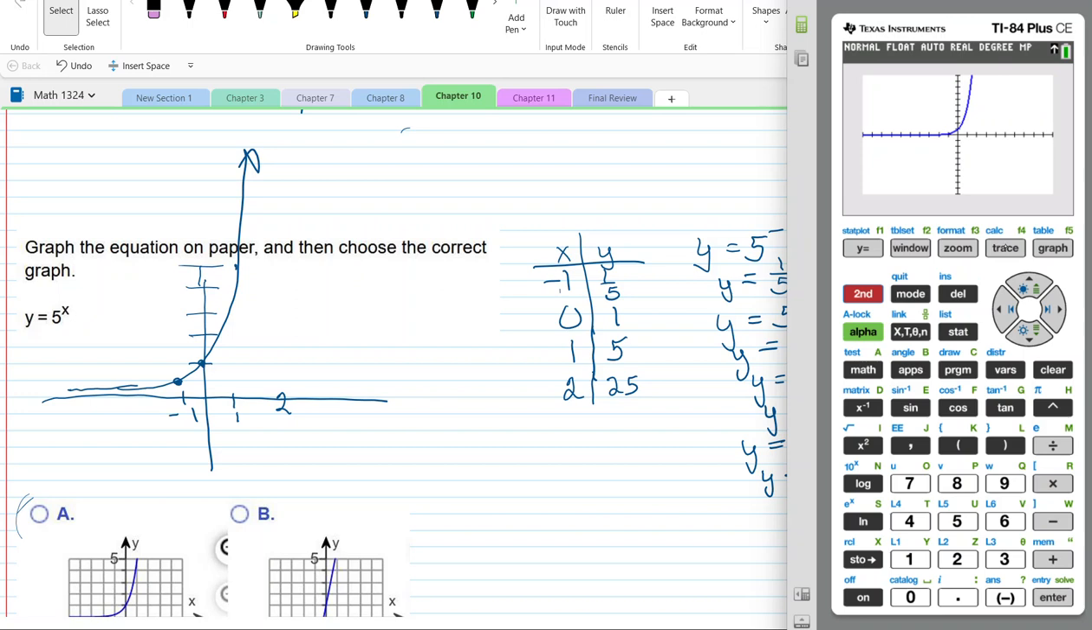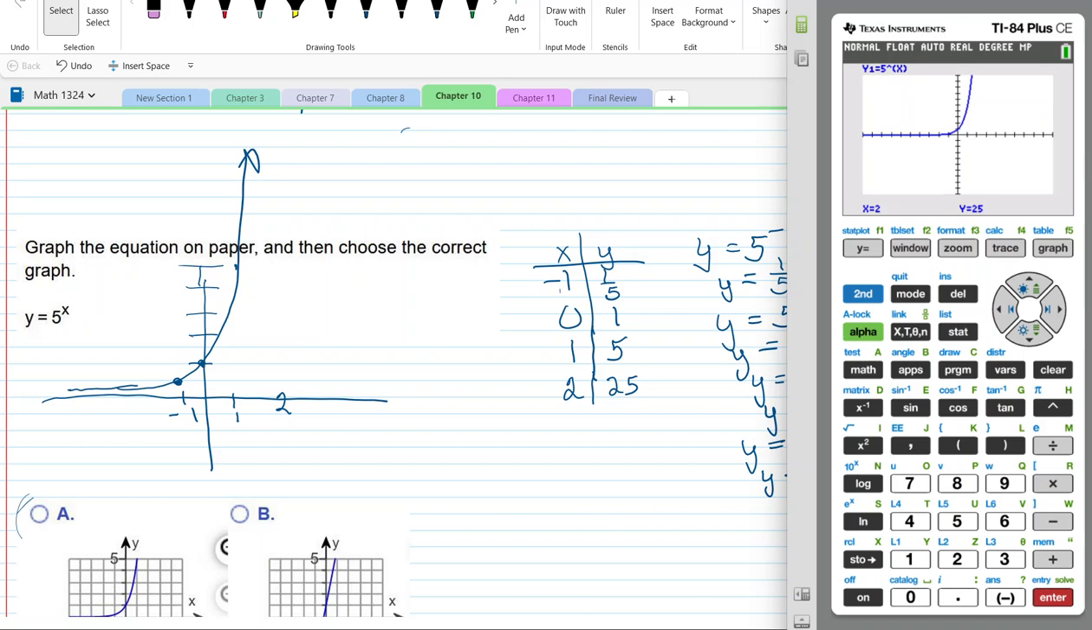Second calc value, and we're going to do our -1, and we get that doggone 0.2, which is 1/5. Then we can do our 0, and I get 1. We can do 1, and I get 5. 2, and I get 25. Even though we don't see it on the graph, it will do it.